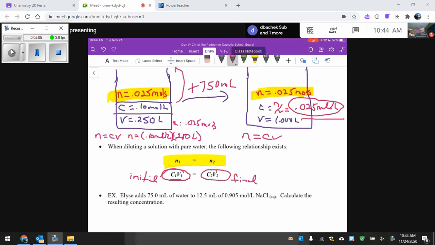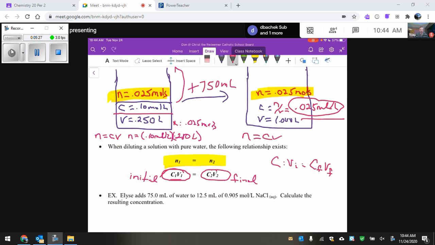Sometimes when you go to university, you might actually see CI, VI equals CF and VF, or in textbooks sometimes you'll see that as well, where they talk about the initial and the final concentrations. And all we're doing is comparing these two, okay? That's all we're doing. We're just comparing them, okay?